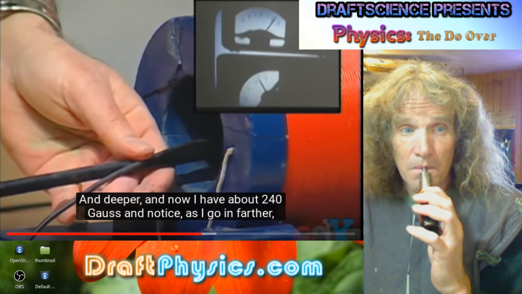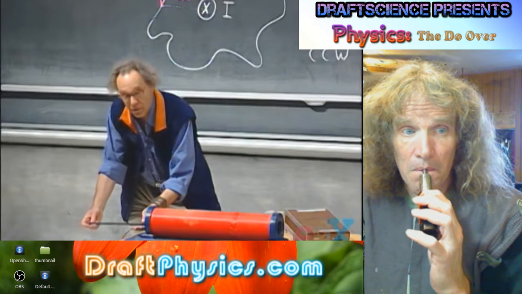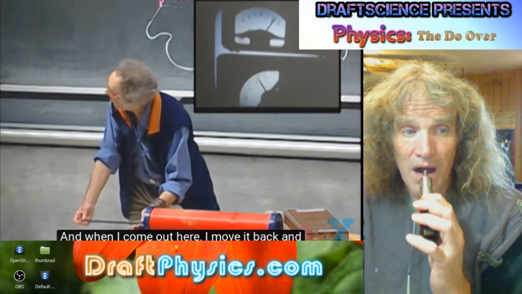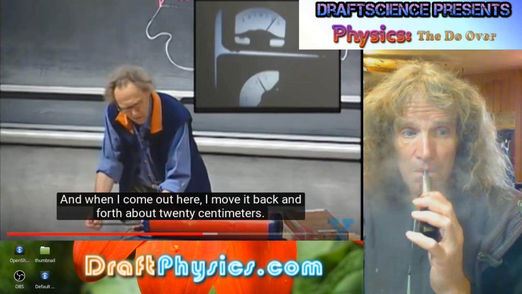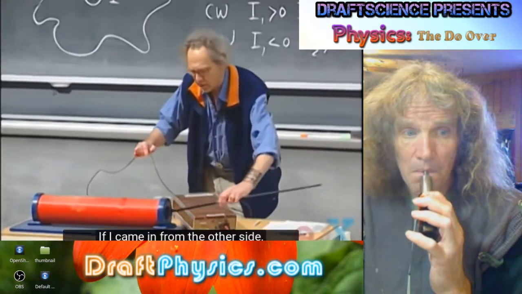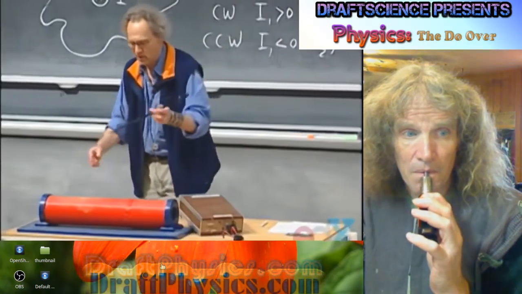And now I have about 240 Gauss, and notice, as I go in further, it doesn't increase. It's more or less constant. Amazing that it's more or less constant. And when I come out here, I move it back and forth about 20 centimeters. If I came in from the other side, you would simply see a reversal in the sign, which is not so interesting. So you see 240 Gauss but in the other direction, because this probe is sign sensitive.